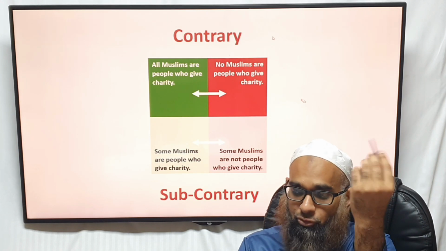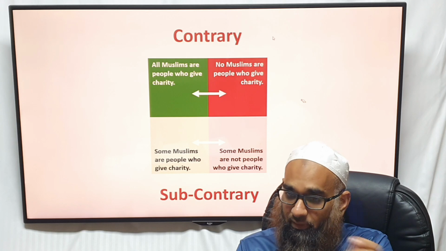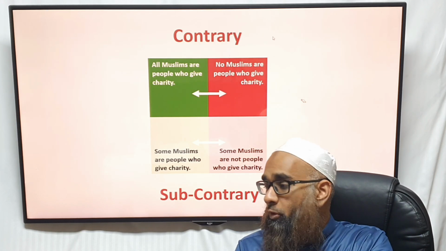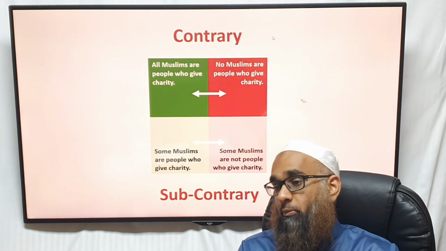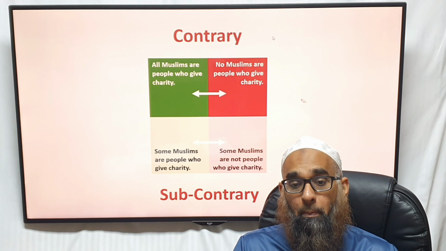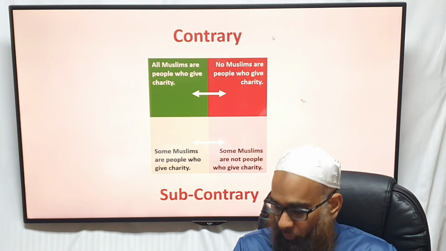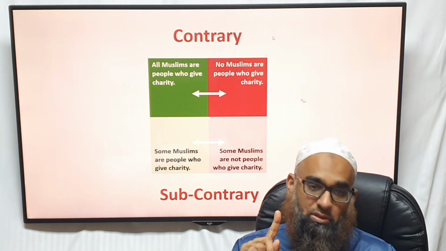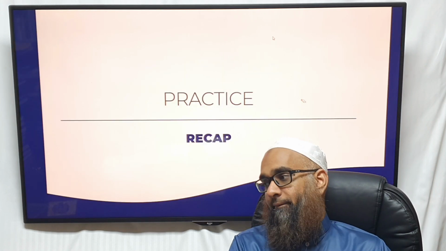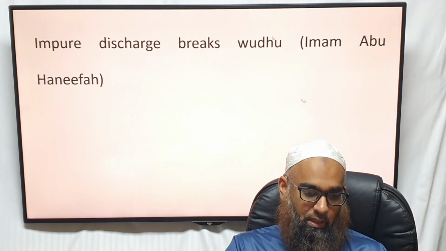And the contrary and subcontrary: when you have the kullis, the universals, they are contrary, and the particulars are subcontrary. And what does contrary mean? Both can't be true, but both can be false. And the subcontrary, both can't be false, but both can be true. Got it? Okay, let's try one example here.